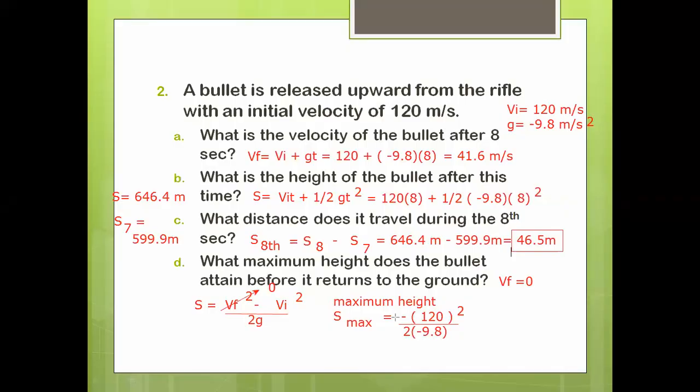So again, among the features of the maximum height, Vf is 0. So we can write our S maximum as negative V sub I squared, which is negative 120 squared, divided by 2 multiplied by the gravitational acceleration, negative 9.8. Again, gravitational acceleration is always considered negative. So finally, our S max or maximum height is 734.69. That's positive because the direction of the maximum height is also upward.